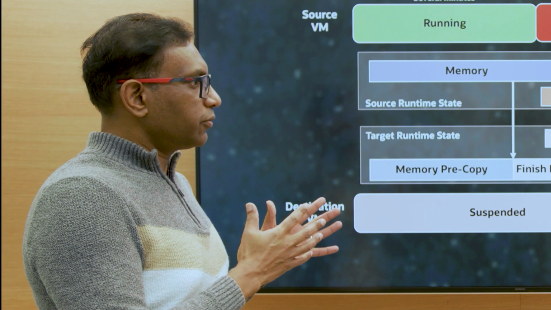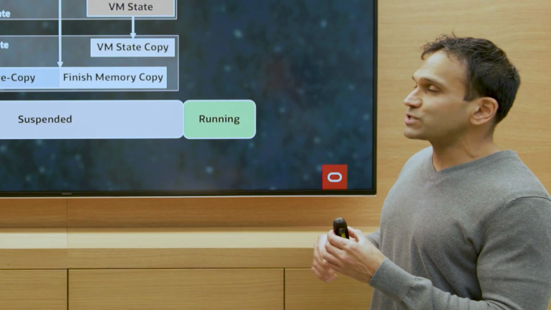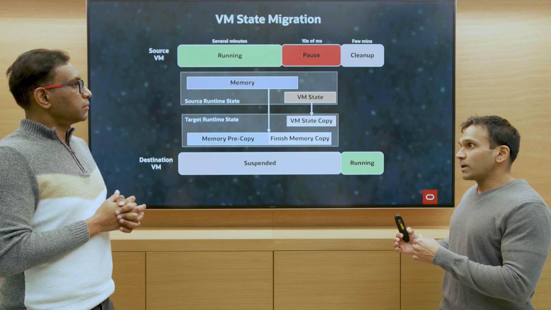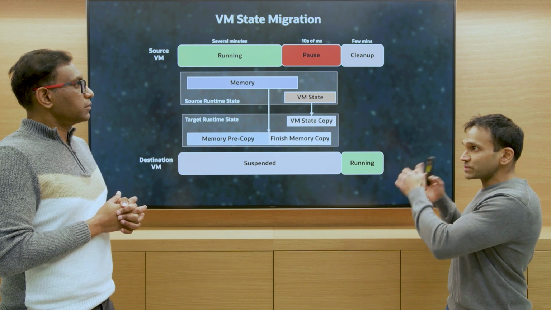What do you mean pause? Pause for what? The source VM is paused, and the additional runtime state, such as device state, which is really small, is atomically copied over. Because we do need that atomic piece in order to make sure that there's consistency.